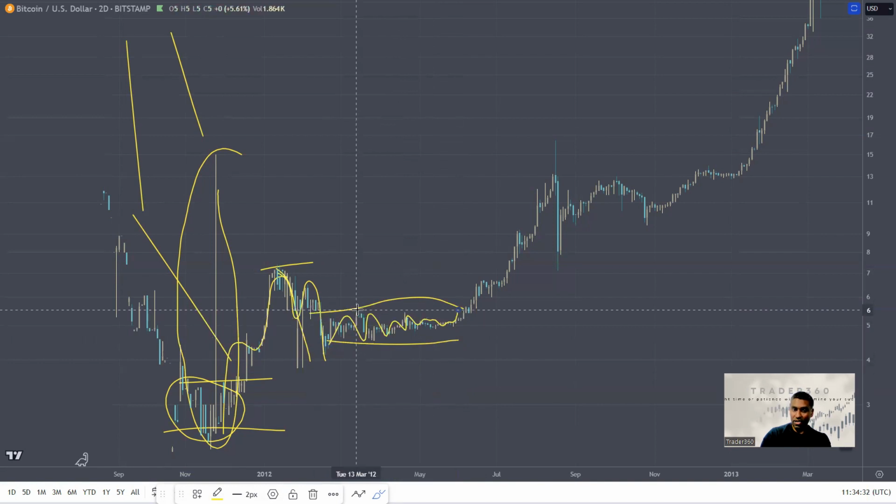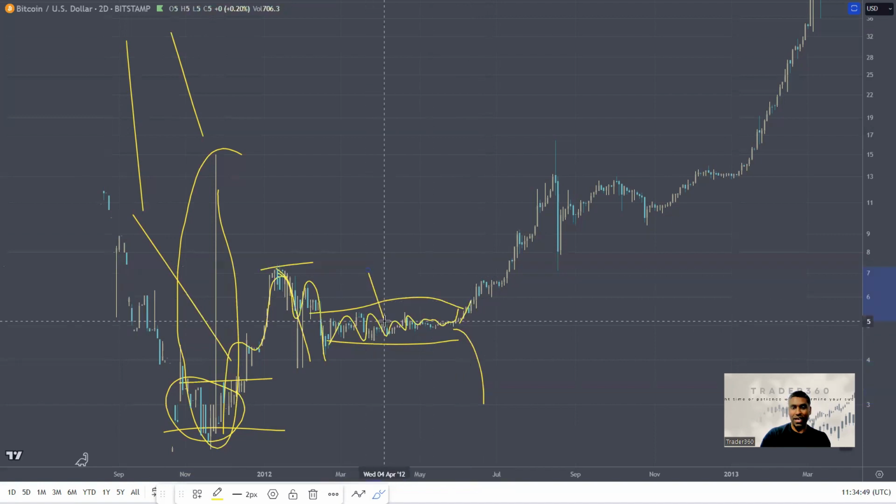It was almost in the range between $6 and the low of $5. So this was a $1 range for almost 4 months. And after this, the price did not break down, but it went up. So this area we can call accumulation. Real accumulation for BTC, I would say, started from here.